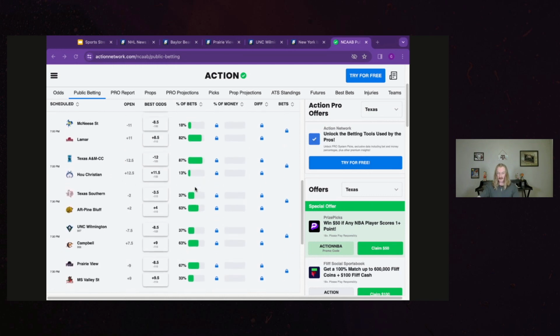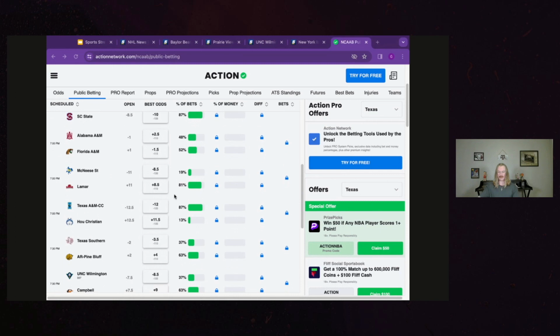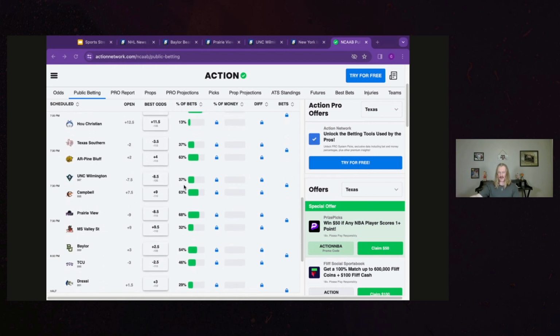And very often, you will see situations like, let me find one here, McNeese State at Lamar. Lamar opened +11. They're receiving 81% of the bets, and they move in slowly. They're all the way into +8.5 now. That is normal. That is what you would expect. That is a standard movement because Lamar is receiving more money. The books need to keep the money even on both sides of the game. And so they move the line in more and more and more to make McNeese more and more attractive to bet on in hopes of evening out the numbers on both sides of this game.